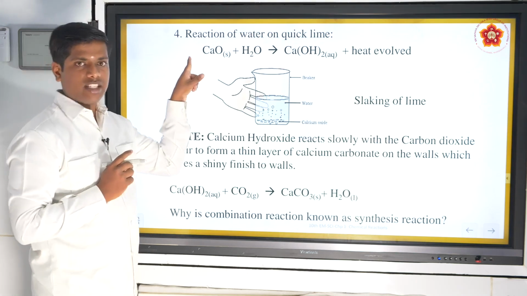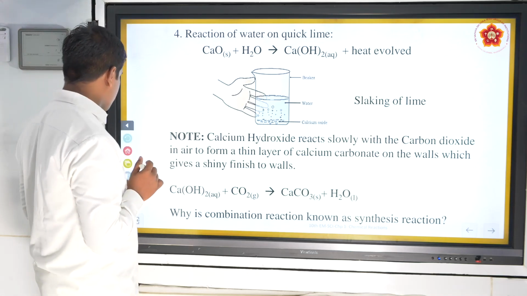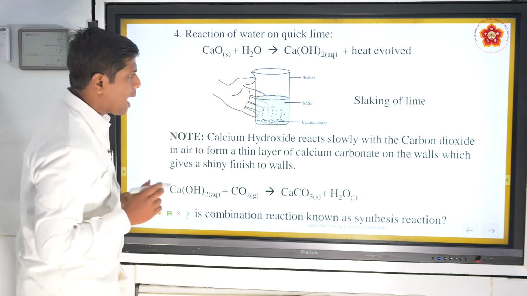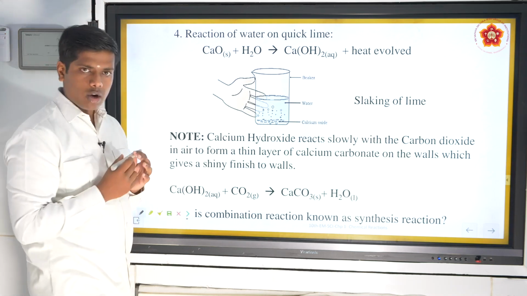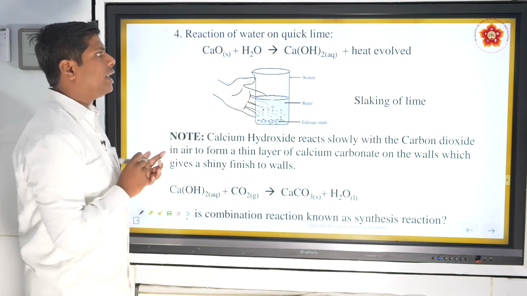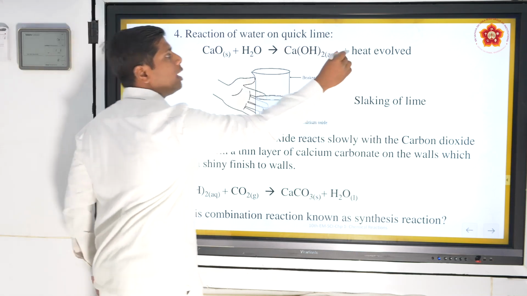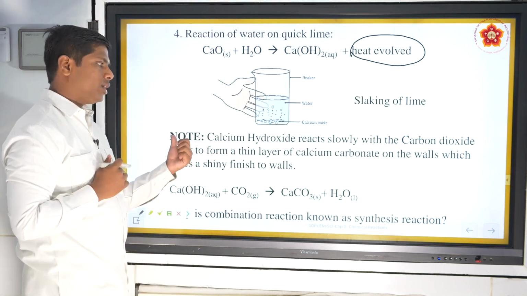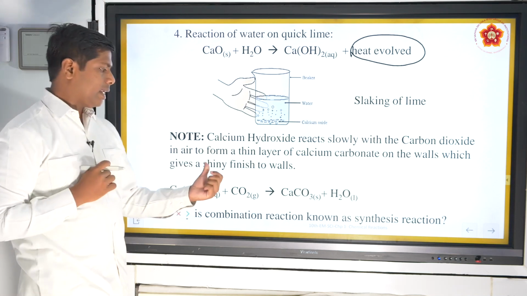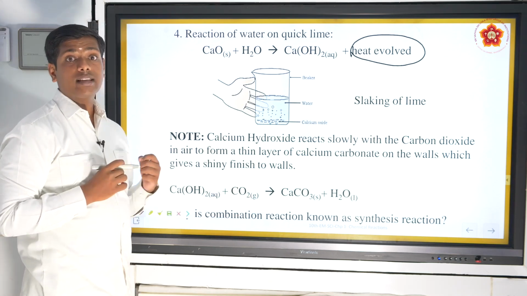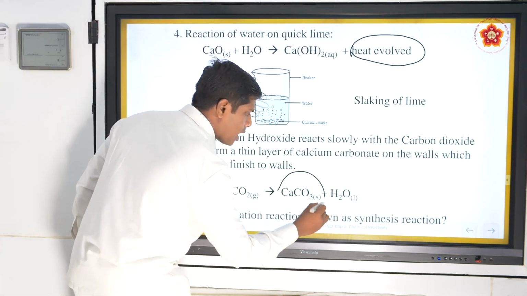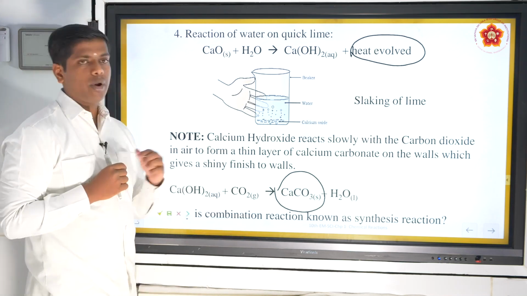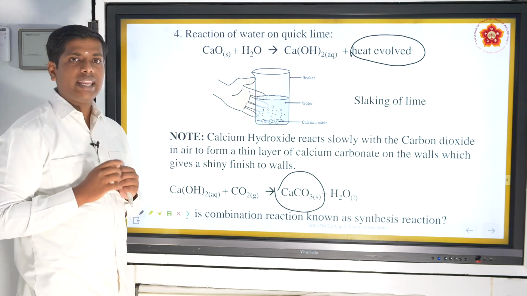Next, this is the most important reaction because it will come for exam purposes: reaction of water on quicklime. When calcium oxide is taken and water is added, we get calcium hydroxide, and here you will observe heat is evolved or released. Note, when calcium hydroxide reacts slowly with carbon dioxide, it forms calcium carbonate. This calcium carbonate is used on walls to give a shining finish.